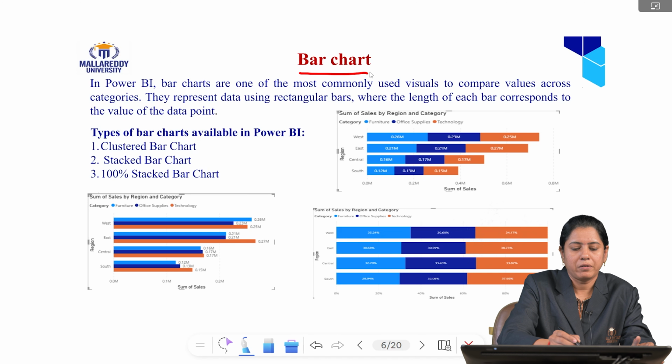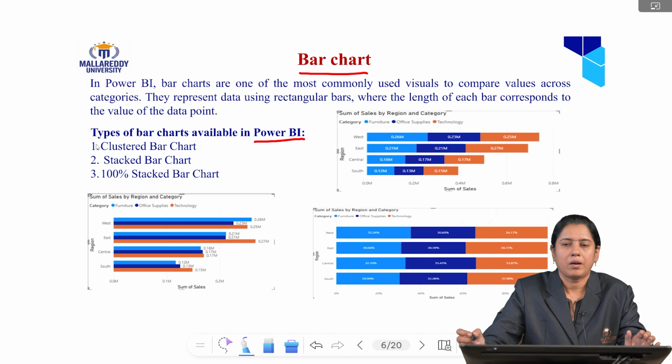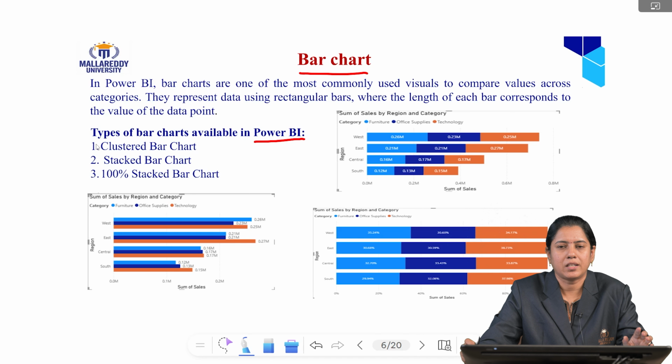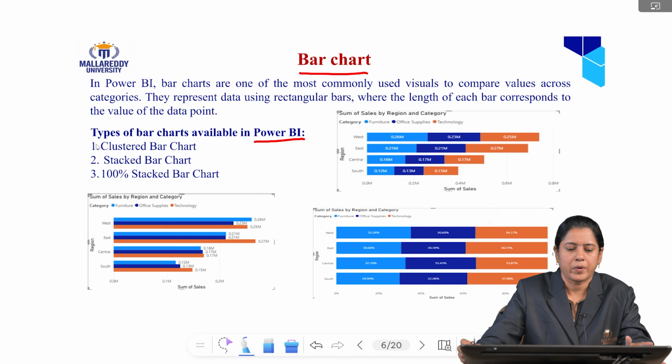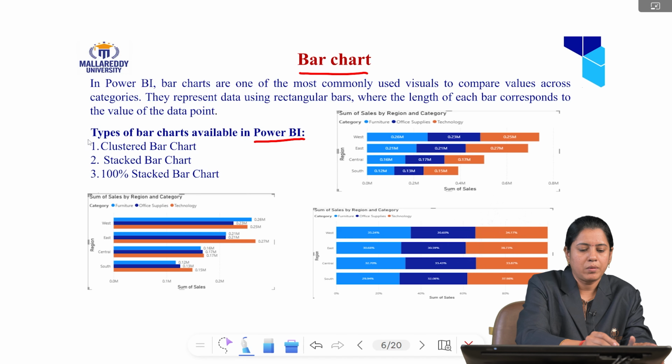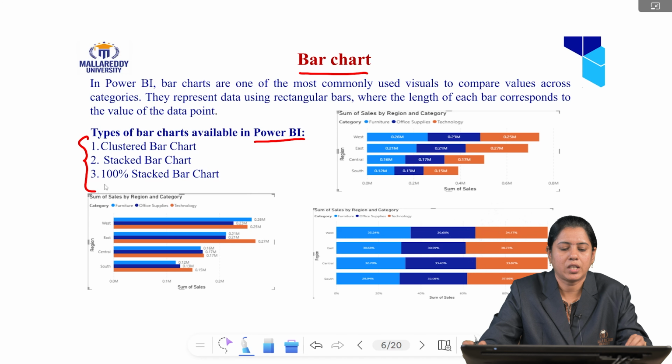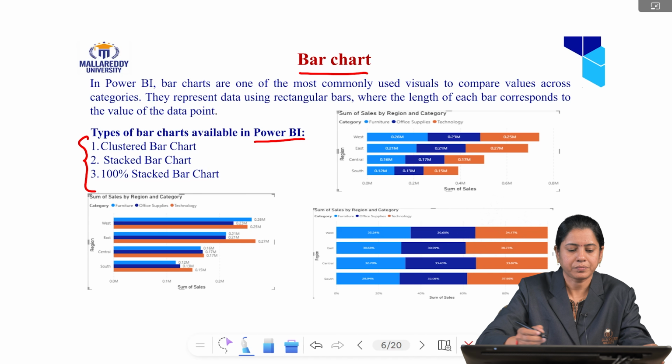There are two main types of bar charts provided by Power BI. One is horizontal bar charts and the second one is vertical bar charts. The horizontal bar chart is just called the bar chart in Power BI, and the vertical bar charts are called column charts in Power BI. Among the horizontal bar charts, you have three categories: clustered bar chart, stacked bar chart, and 100% stacked bar chart.